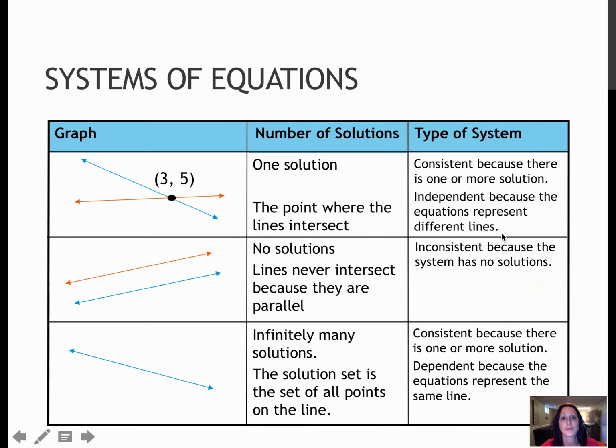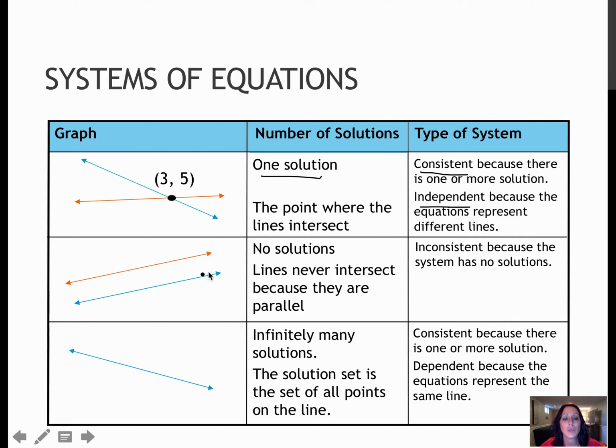We obviously have 3 choices when we have a system of 2 equations. It's possible that they would cross at just one point, just like in our last example, where (3, 8) was the solution. It's called one solution, and it's called consistent, because there's one or more solutions. Whenever you have a solution, it's a consistent system. It's independent because the equations represent different lines. So if they ask you about consistent, inconsistent, dependent, or independent, that's kind of what we're talking about.